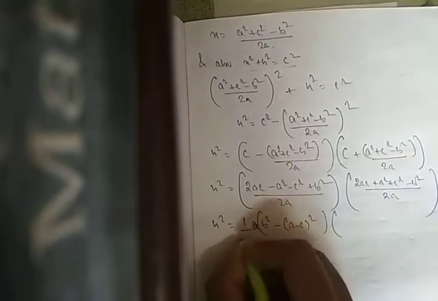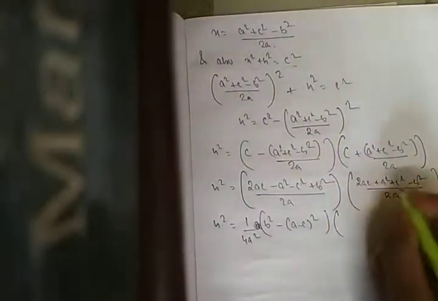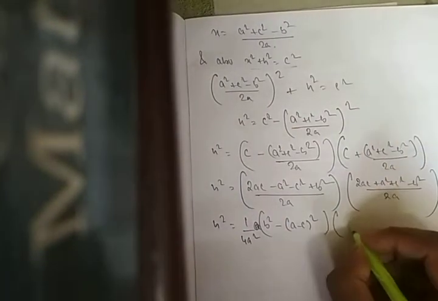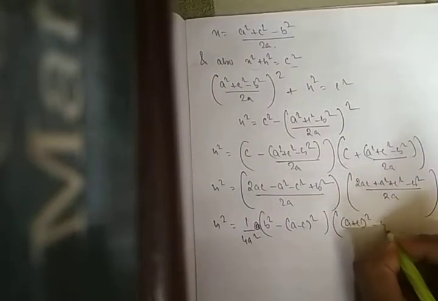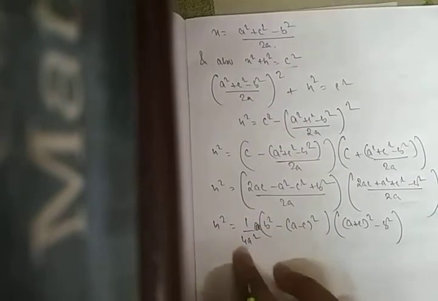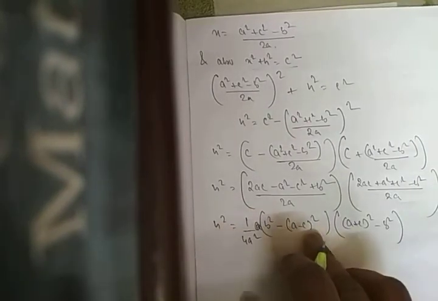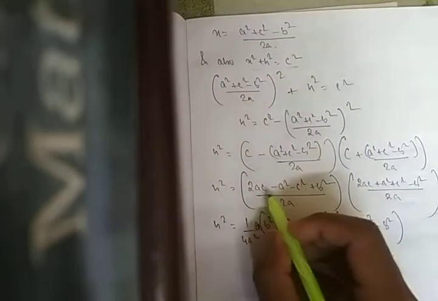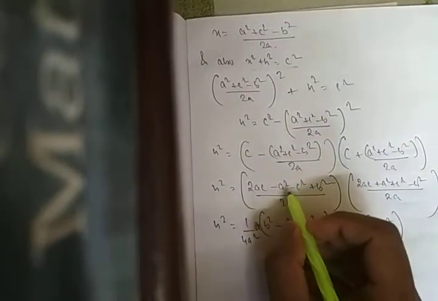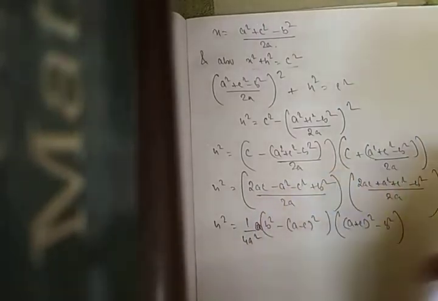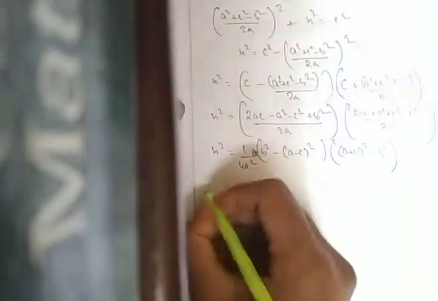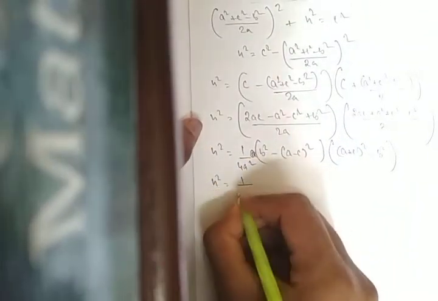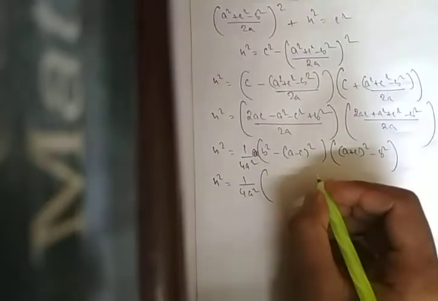So h square equals 1 by 4a square times (b square minus (a minus c) whole square) times ((a plus c) whole square minus b square). I'm just verifying, so it's b square. It's okay. See, we are almost done with it. You might be confused why I said I'm done, but you will see why.